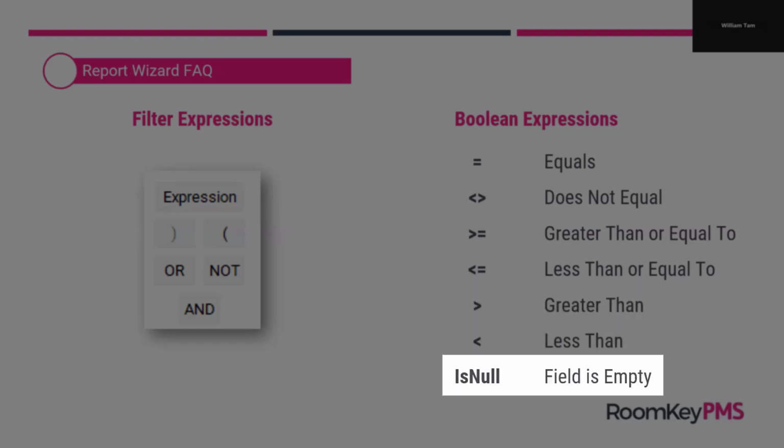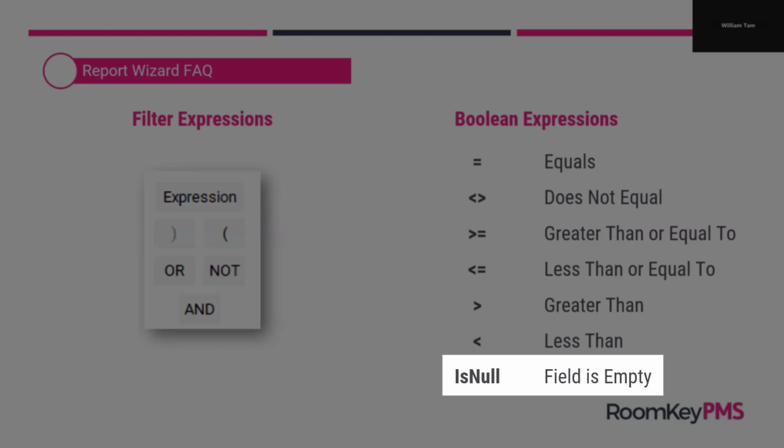The last type of expression we have here is null. This one always confused me at the very beginning, but this means that the field is empty. So this can be leveraged if you are looking to find any missing data.